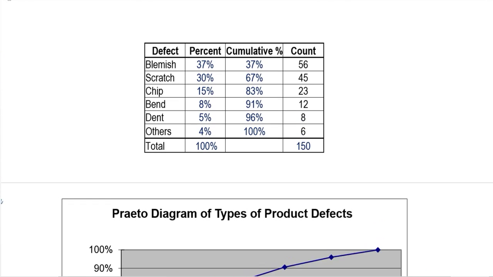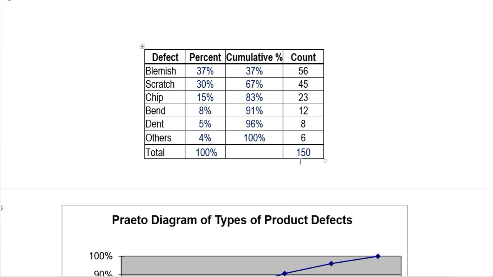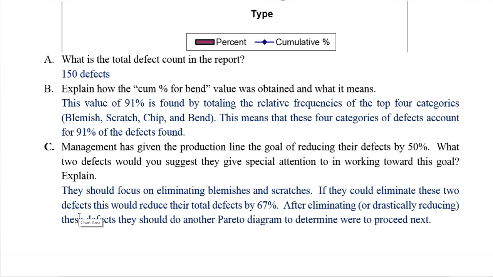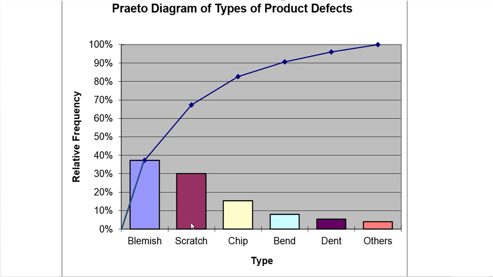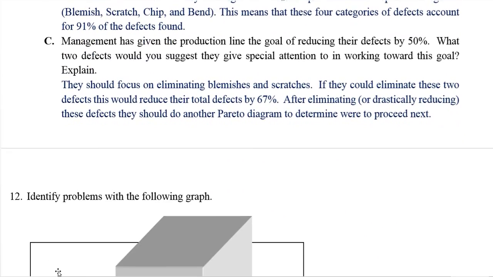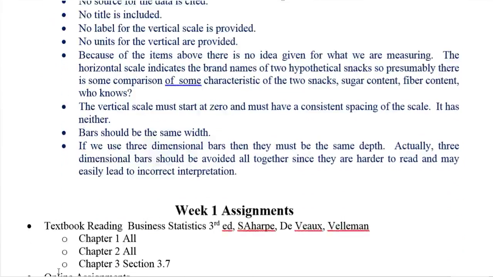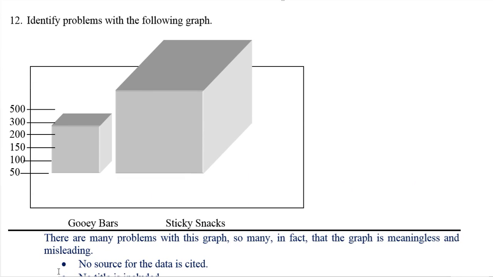What's the total defect count in the report? See if there's 150 here. The two main things you should focus on are blemish and scratch. Okay, finally, last one for this video.